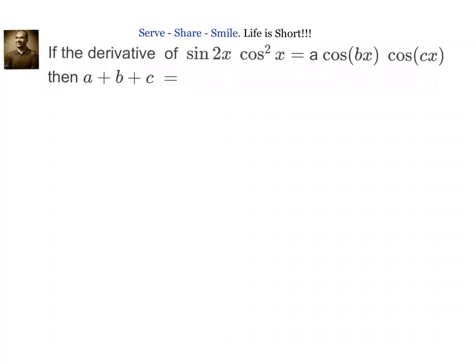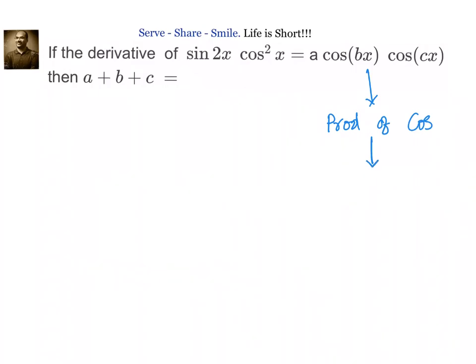To solve this problem, let us observe what is there on the right hand side, or what we need to get on right hand side. We have to get on the right hand side product of cos functions.